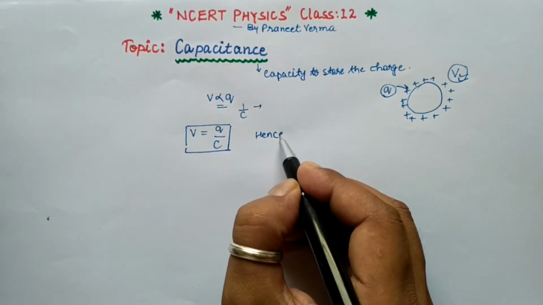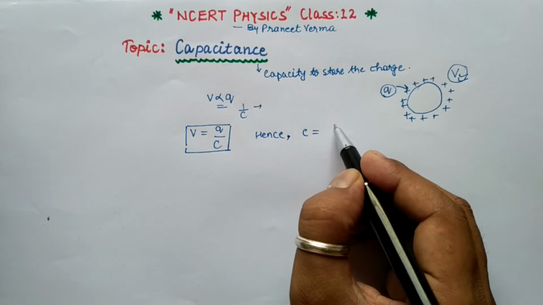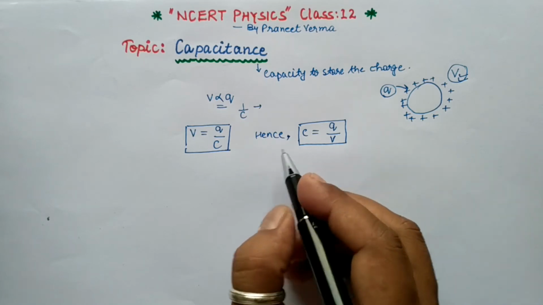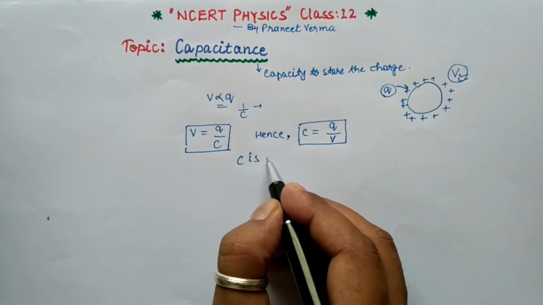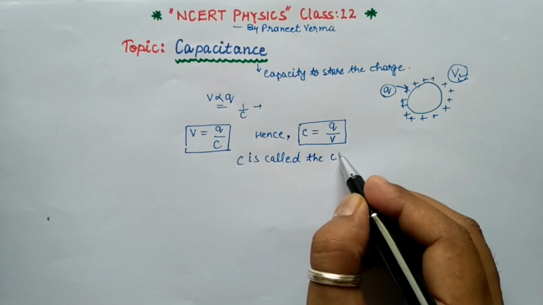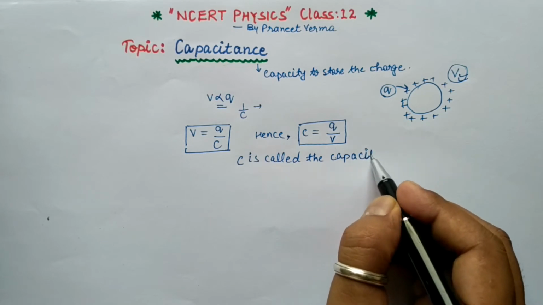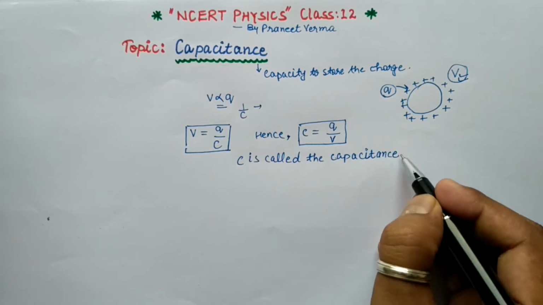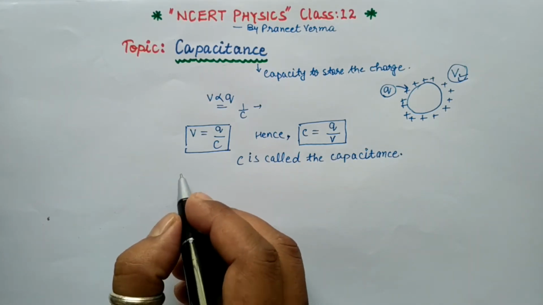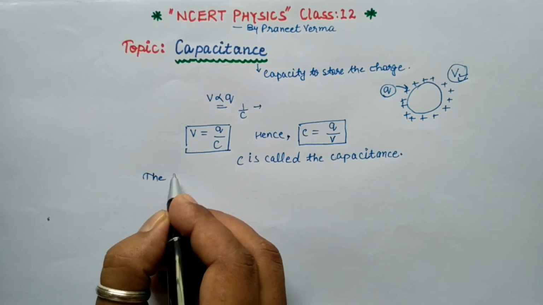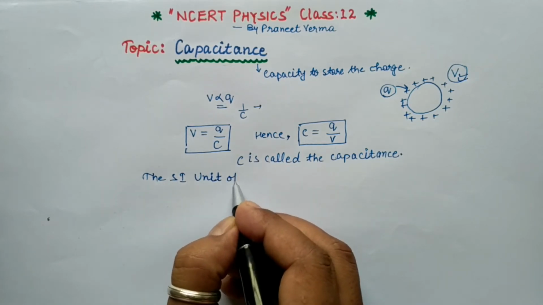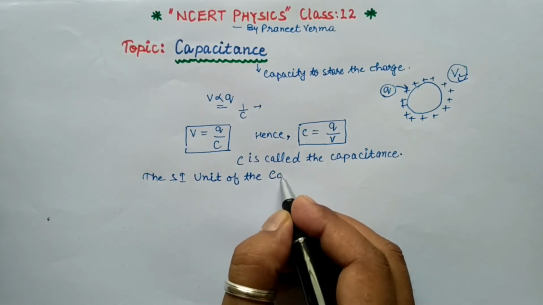Hence C is equal to Q by V, where C is called the capacitance of any conductor. Now the SI unit of the capacitance.